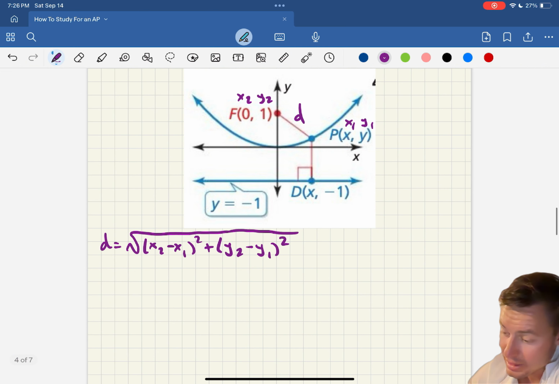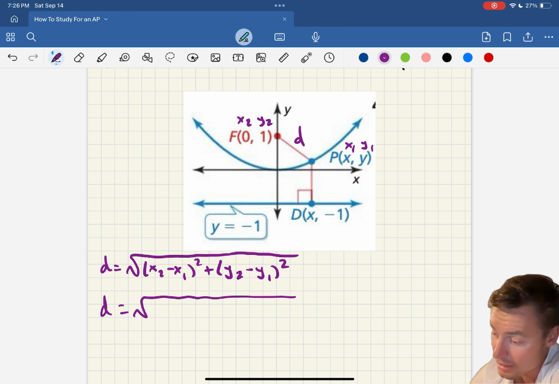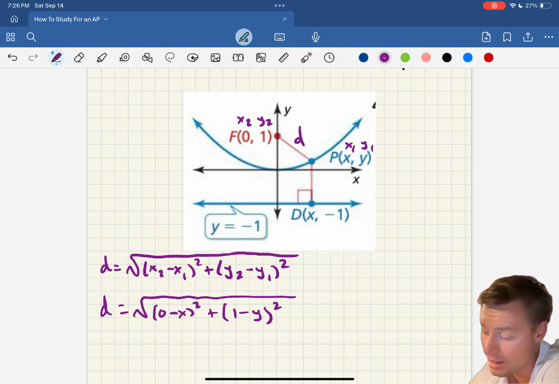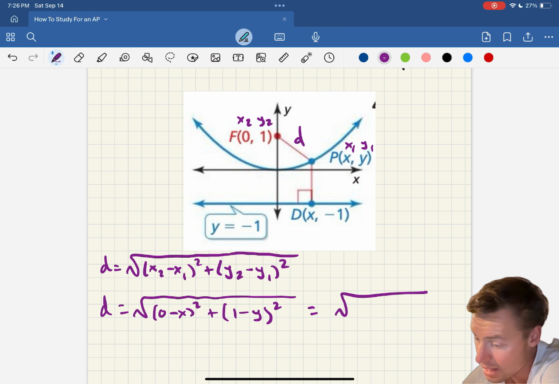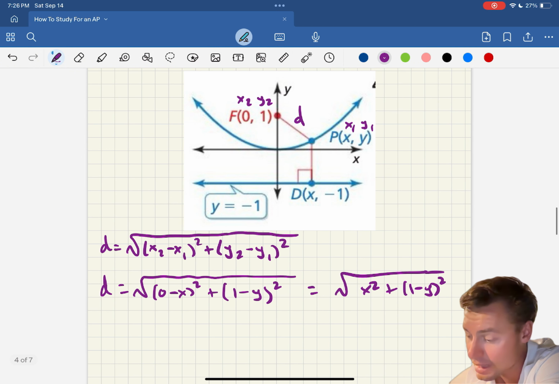So I've got my first d is equal to the square root of (x2 minus x1), which would be (0 minus x) squared, plus (y2 minus y1), which would be (1 minus y) squared. Okay, and I'll just clean that up a little bit. That would be the square root of x squared plus (1 minus y) squared. All right, excellent. Now I'll look at my second distance here, and I'll do it in a different color, d.